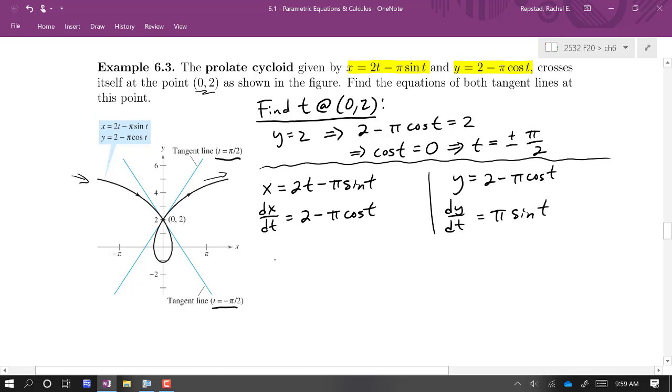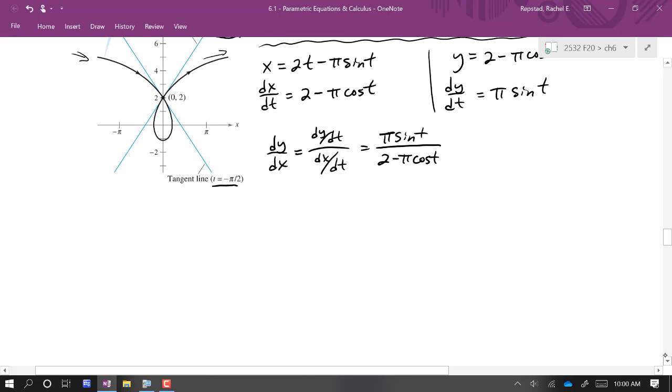That means now we can find dy/dx, and that is dy/dt over dx/dt. So that is pi sine of t divided by 2 minus pi cosine t. All right, so we have dy/dx as a function of t. Now we're going to evaluate at pi over 2 and minus pi over 2 to find our slopes.